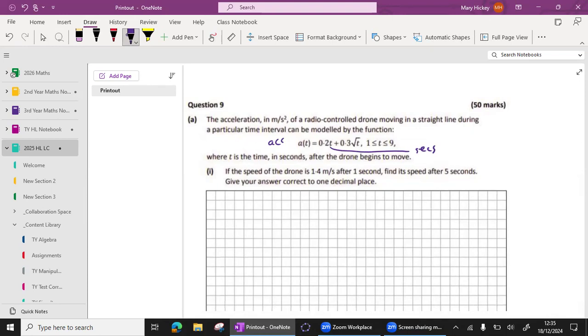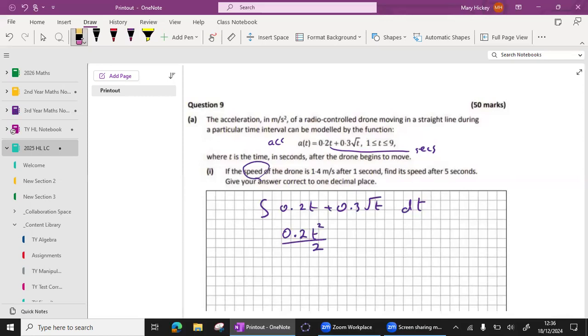If the speed of the drone is, now, if we're going from acceleration back to speed, what we're actually doing is integrating. So we're going to have to integrate the acceleration in order to get our speed. And of course, it's dt because we're doing it in terms of t as opposed to x. So how do I integrate this? Well, I have my 0.2 t. Now that's going to be squared divided by 2. So this is just my regular integration.